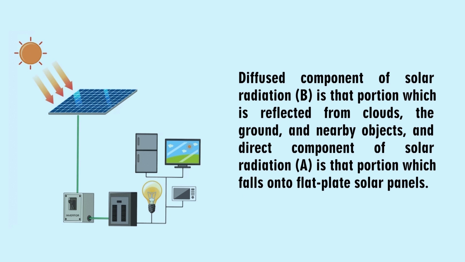The diffuse component of solar radiation, which is denoted as capital B, is that portion which is reflected from the clouds, the ground and nearby objects, and the direct component of solar radiation, denoted as capital A, is that portion which falls onto the flat plate solar panels.